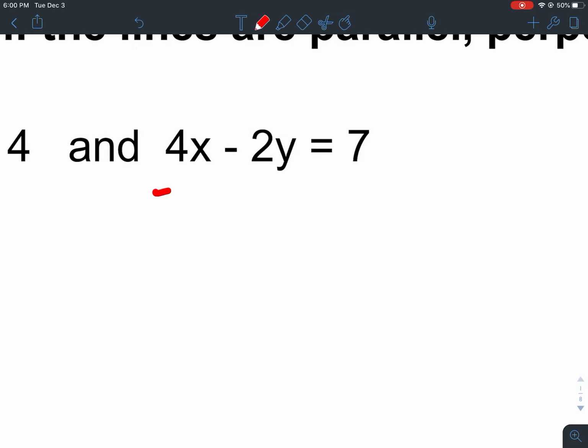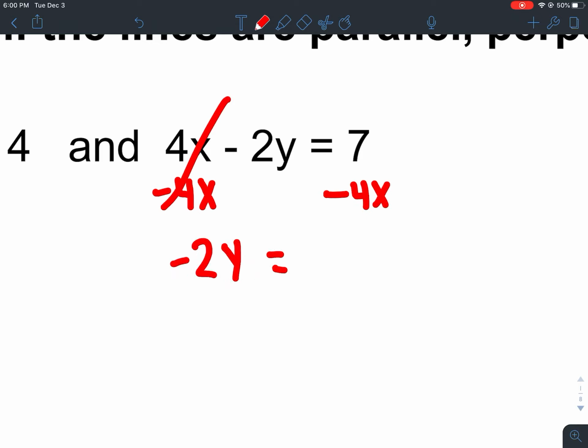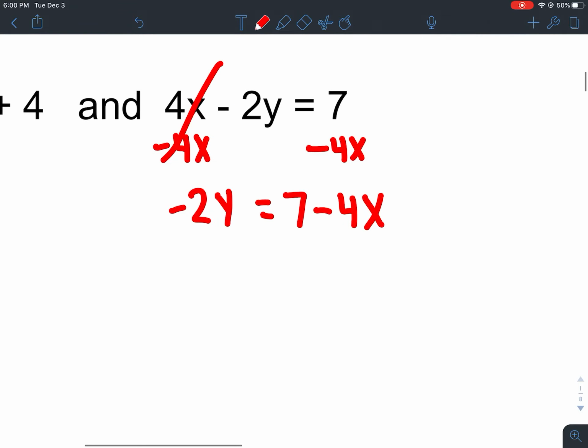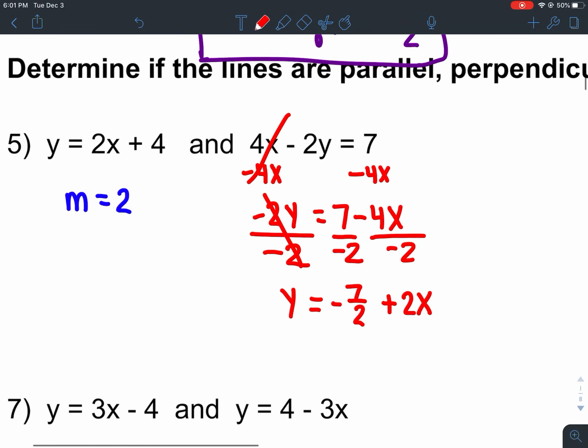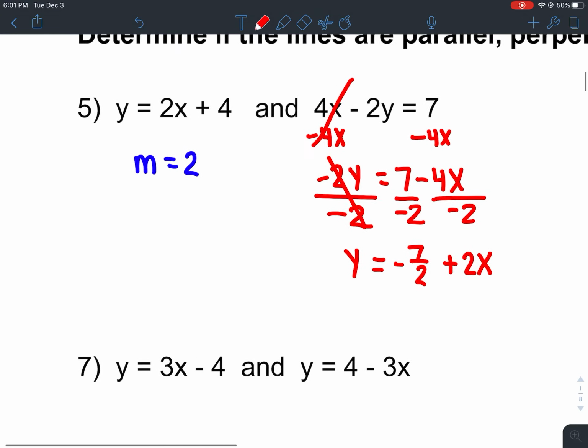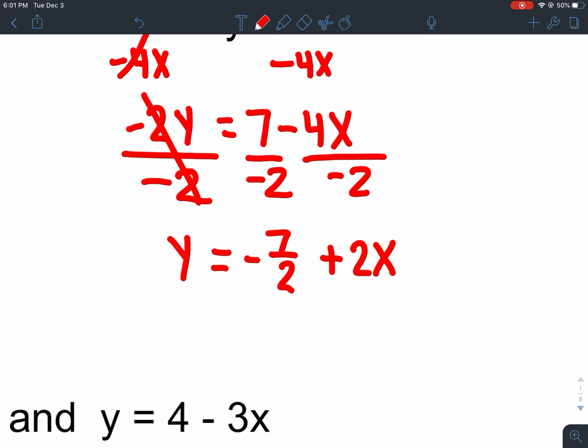So the first thing I'm going to do is subtract 4x on both sides. Negative 2y equals 7 minus 4x. To get y by itself, I'm going to divide every single term by negative 2. So y equals negative 7 over 2. Negative 4 divided by negative 2 is positive 2x. All right, so now that my y is by itself, I can now know my slope. My slope for this is going to be positive 2. Remember, slope is attached to x.